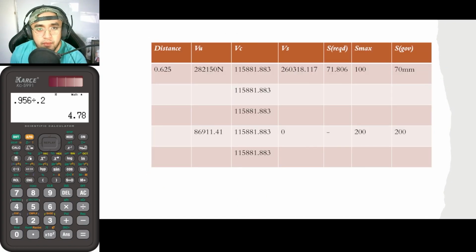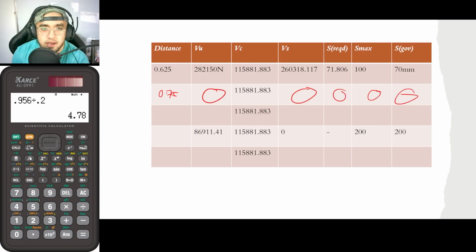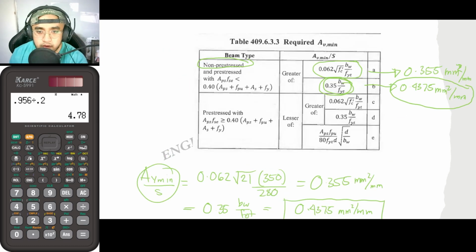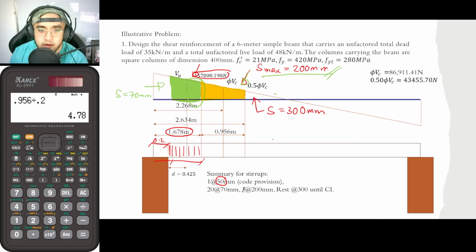You can change that. So you can, let's say at a distance 0.75, solve for the VU, solve for the VS, S required, S max, S govern. Then let's say at 1 meter, solve for VU, VS, S required, S max, govern, and so on. So that is more accurate. List them one by one. Okay? So again, for today's lecture, we would be making use of this as our answer. So there.